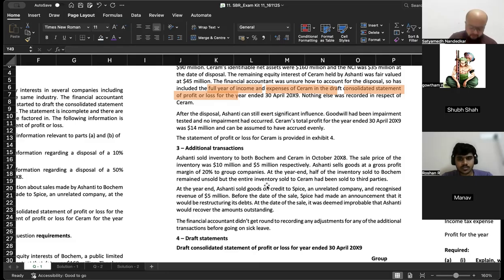Ashanti sold goods to both Bokem and Serum in October 2008. So is this before Serum was disposed of as a subsidiary? Yes, sir, 1st of November. This sale happened in the month of October. Okay. So what should you do in this situation? First of all, find out the amount of unrealized profit. But at the same time, remember this is an intercompany sale purchase, so that also will have to be removed.